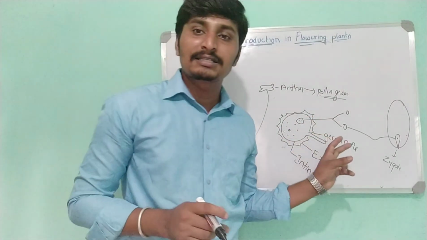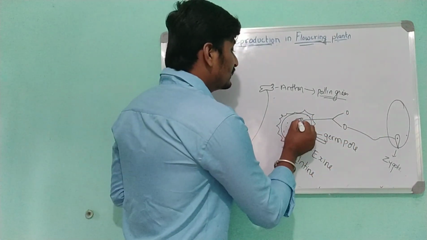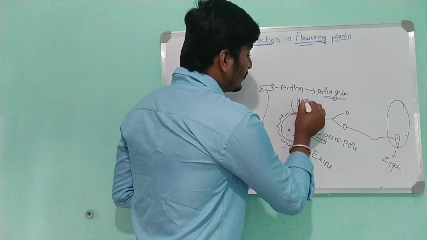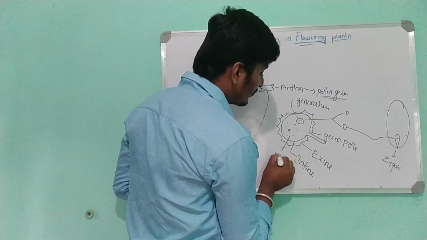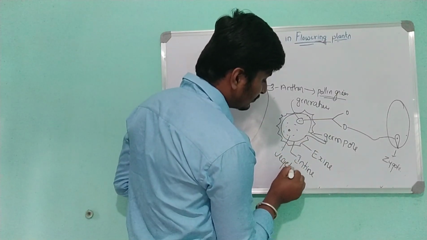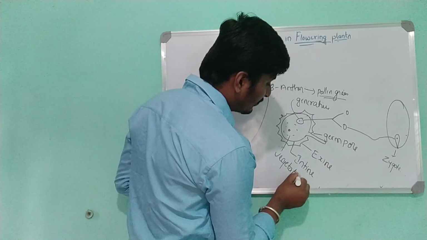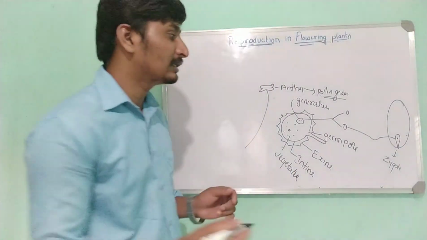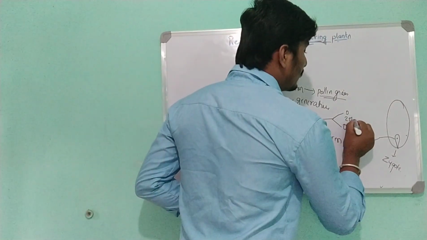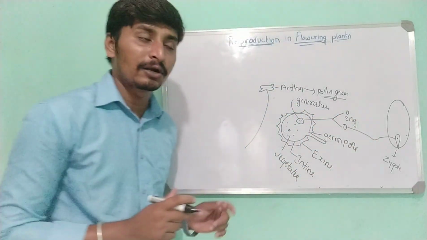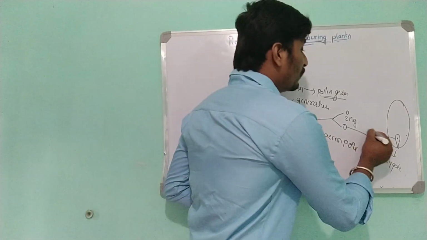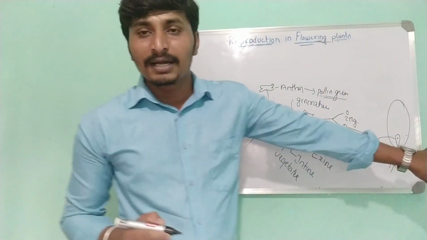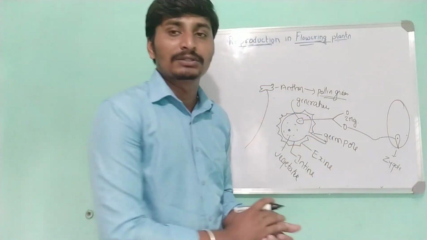The pollen grain consists of two cells, namely generative cell and vegetative cell. The generative cell later undergoes one mitotic division to form two male gametes, one of which fuses with the egg to form a diploid zygote. So this is about the androecium.